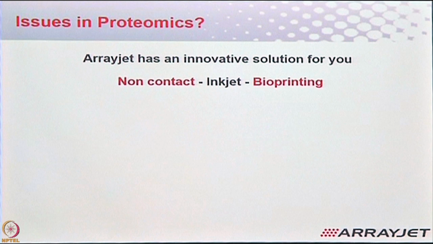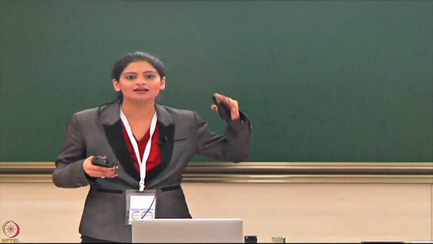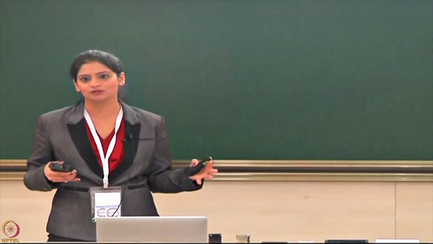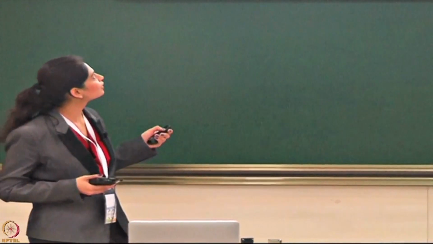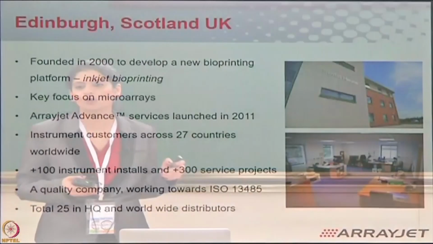It has to use less of your precious sample, because that's the most important thing. You're trying to conserve, save samples and get as many accurate runs out of it as possible. And that is why we've got inkjet bioprinting.